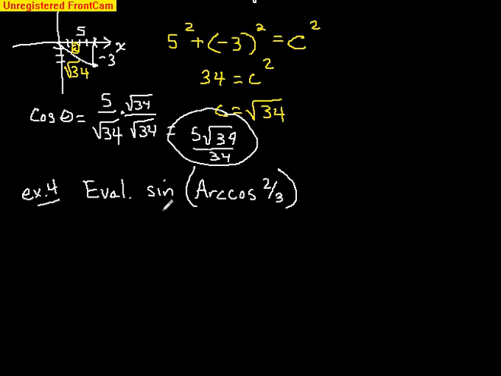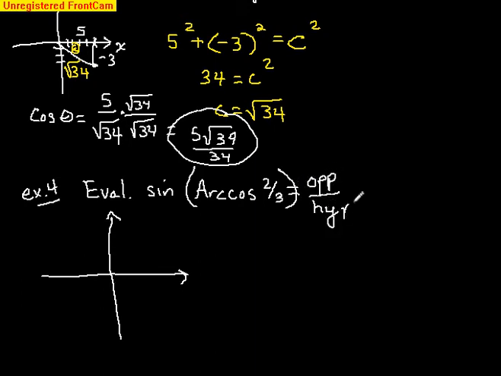Same idea. Evaluate the sine of the inverse cosine of 2/3. So again, we're going to set up our triangle. This is the arc cosine this time. So both of them are positive. So we're going to come out here. Cosine is opposite over hypotenuse. So we're going to come out 2.